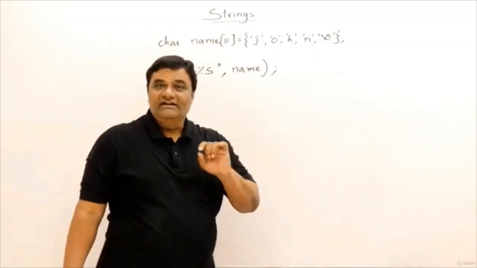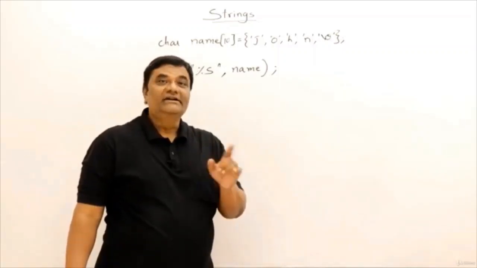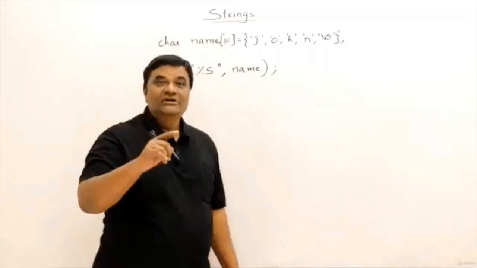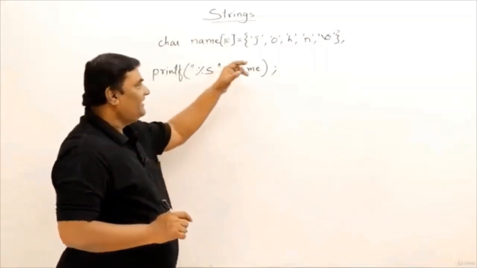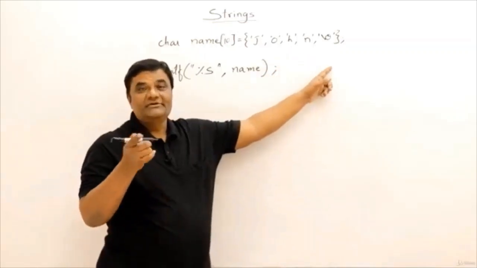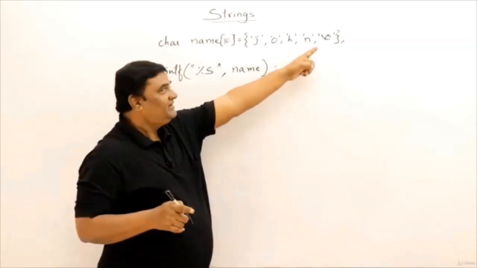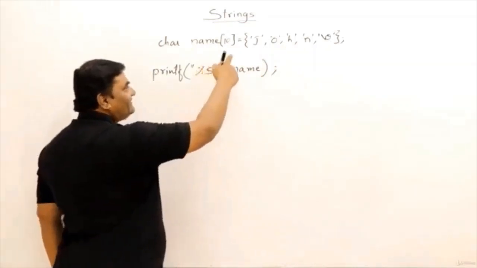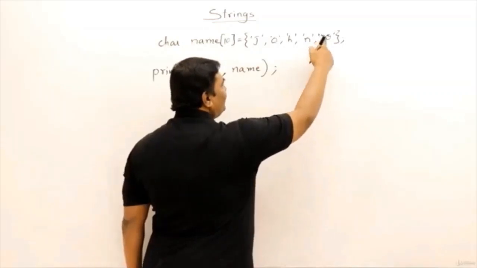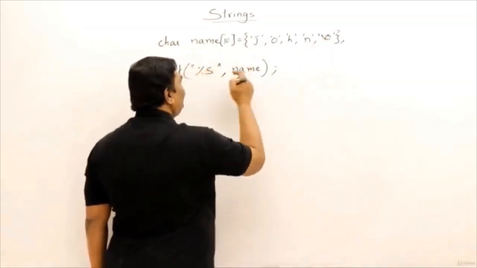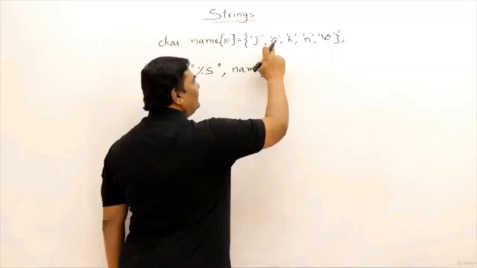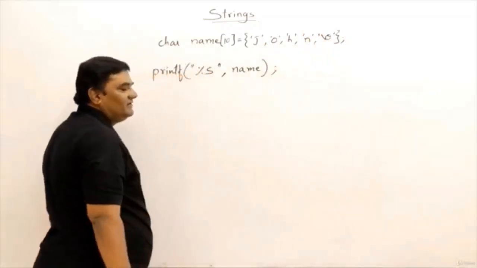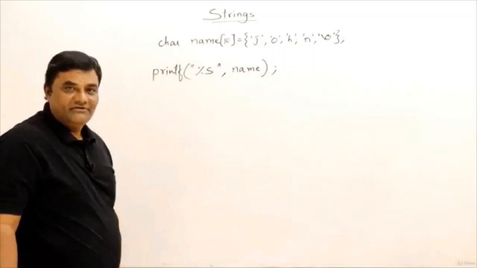It is not possible for any other type of array. Remember this, it's not for integer or float, where just giving the name displays the entire array. No. Here printf knows till where it has to print the alphabets, because it will keep printing the alphabets on the screen until it finds \0, right? So this will print this complete name and it will stop when it reaches \0. So how will it do? It will print first J, then O, then H, then N, then \0, it will stop, right? So that's how printf works.